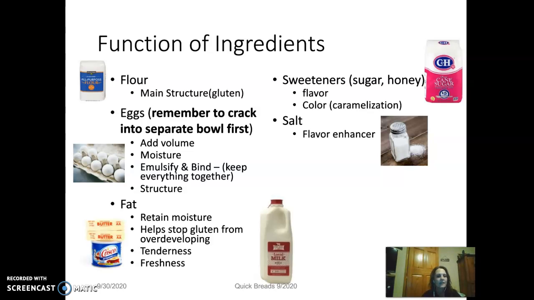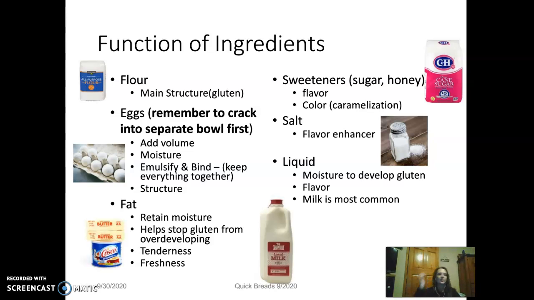Then we have salt. The only purpose in quick breads and in baking of salt is to enhance flavor. The only time you ever truly need salt in a recipe is when you're using yeast. But because these are quick breads, we're not using yeast, therefore salt is just used for flavor. Then we have liquids. The most common liquid used is milk, and it's moisture to help develop the gluten, which again is the protein in flour. This also adds flavor.